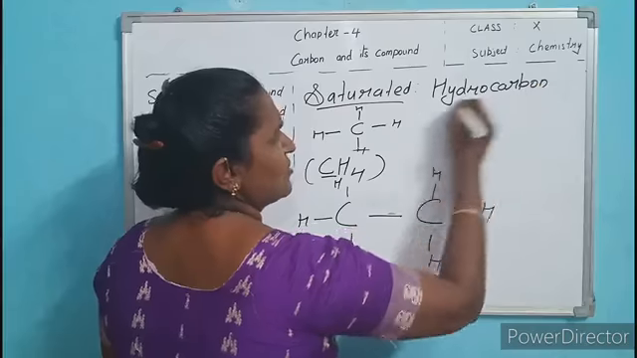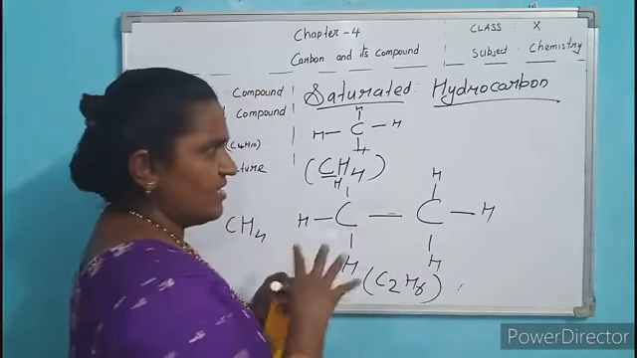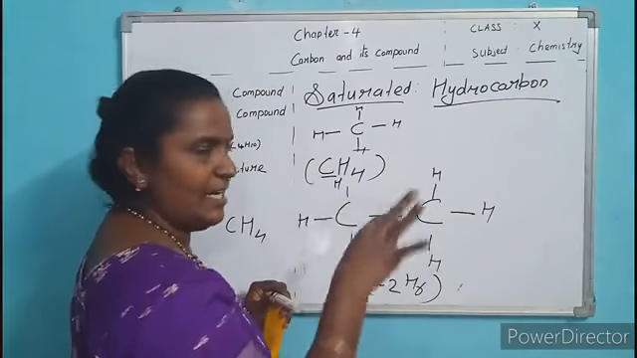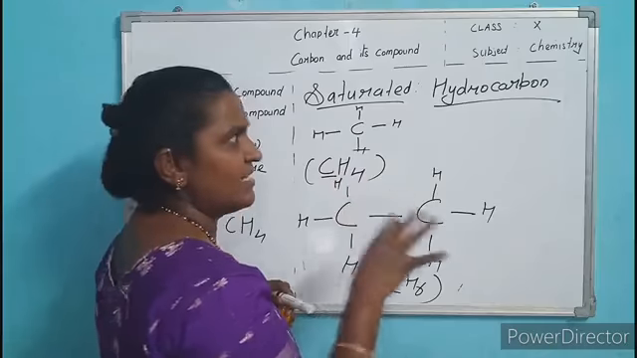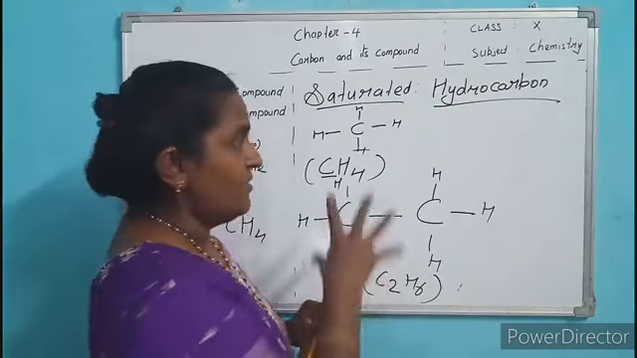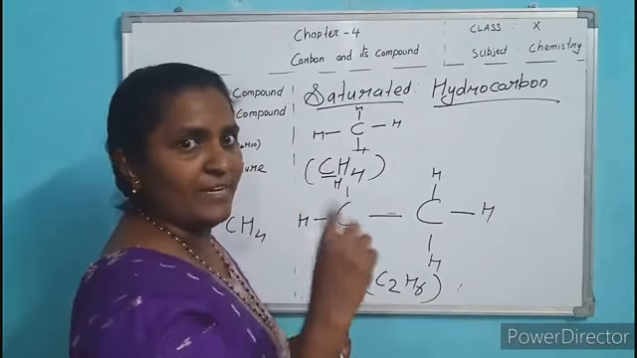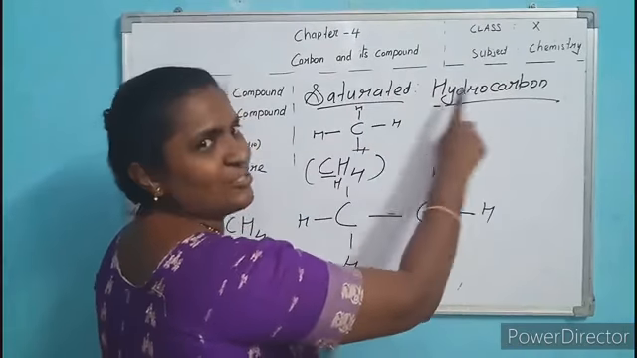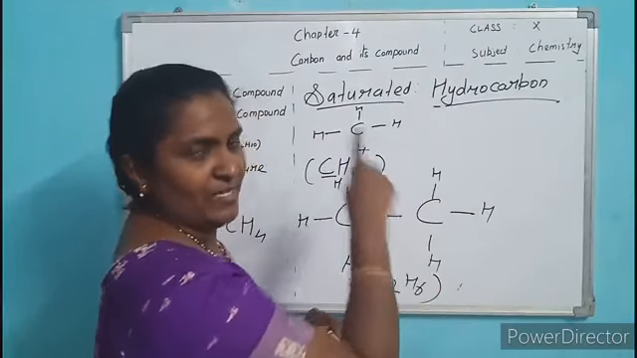Why is it called saturated hydrocarbon? This is a saturated compound because it is made of single bonds, isn't it? Why is it called hydrocarbon? This compound is made up of only 2 elements, that is hydrogen and carbon. So it is called saturated hydrocarbon.